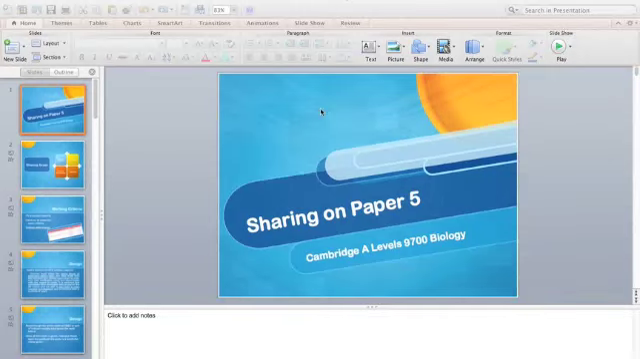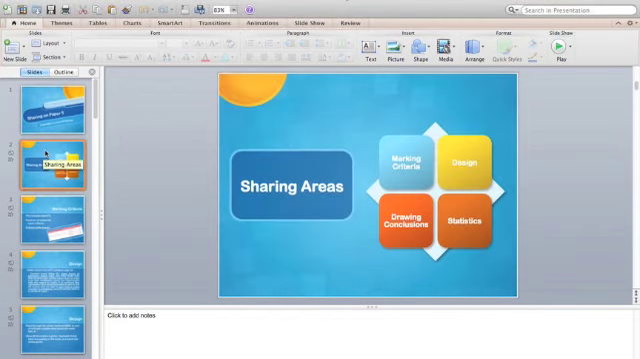This will be my sharing on paper 5. I'll be sharing on these 4 areas: firstly, the marking criteria, then the design part, and some advice on drawing conclusions as well as the statistics.